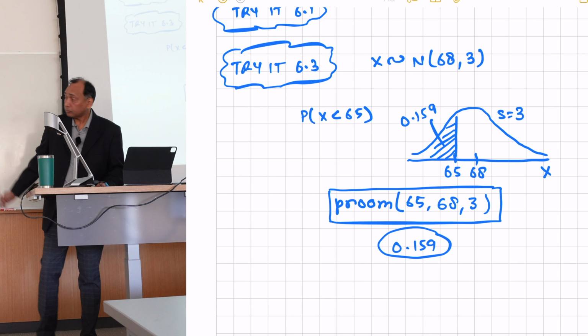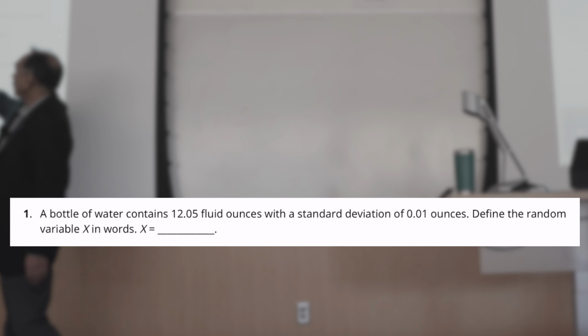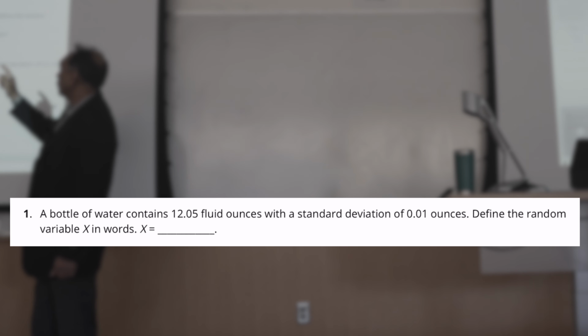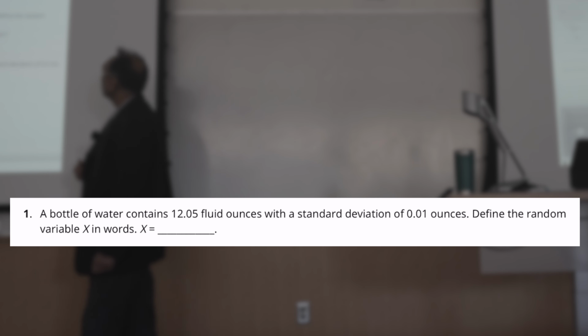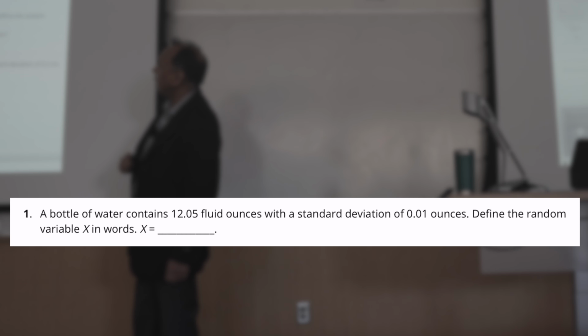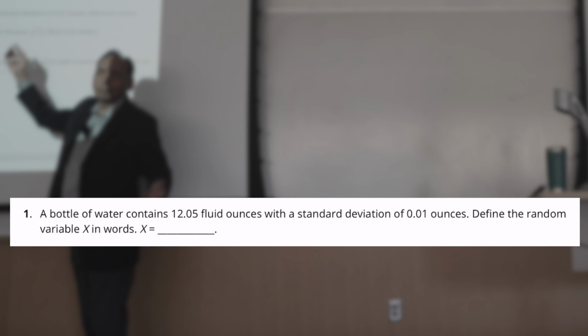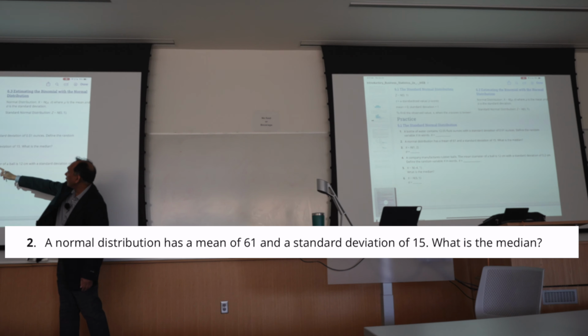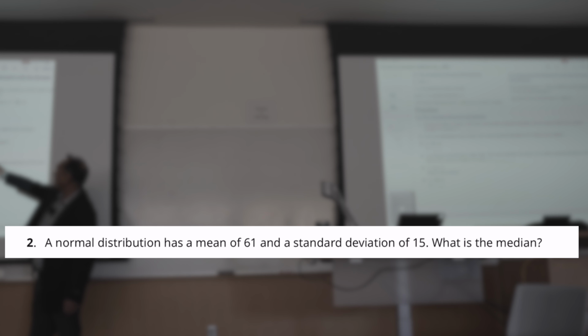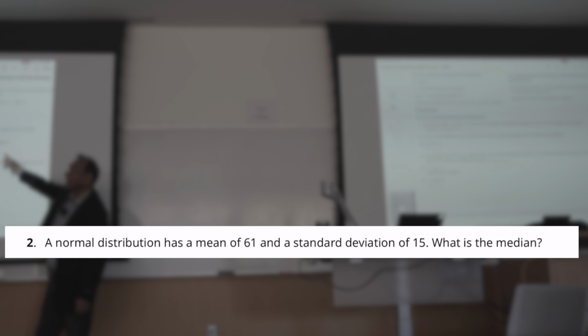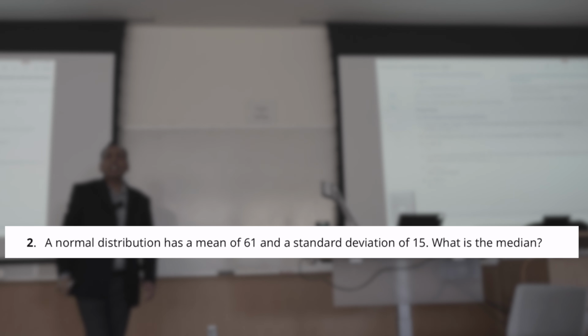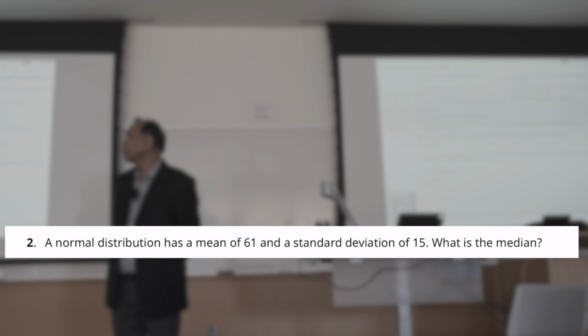A bottle of water contains 12.05 fluid ounces with a standard deviation of 1. Define the random variable X in words. Wouldn't it be the amount of fluid ounces that were? Yeah, very simple. A normal distribution has a mean of 61, standard deviation of 15. What is the median? Oh, it would be 61. Just right around 61. 61 is the mean.